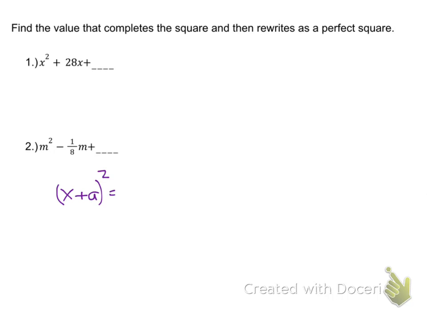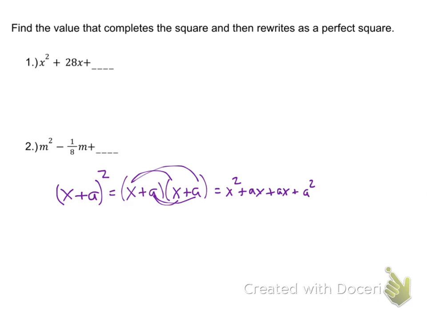Okay, so you guys, I'm hoping, would understand or agree that x plus a squared would just be x plus a times x plus a. Would you guys agree? Absolutely. And you can FOIL first, outside, inside, last. And if I do that, I end up with x squared plus an ax plus another ax, yeah? And then a times a is a squared.